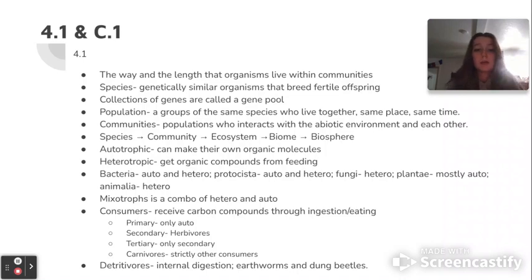Consumers receive carbon compounds through ingestion and eating. Primary consumers only eat autotrophs. Secondary consumers only eat herbivores. Tertiary consumers only eat secondary consumers, and carnivores strictly eat other consumers. Detritivores use internal digestion to gain their nutrients from dead matter. Some examples would be earthworms and dung beetles.